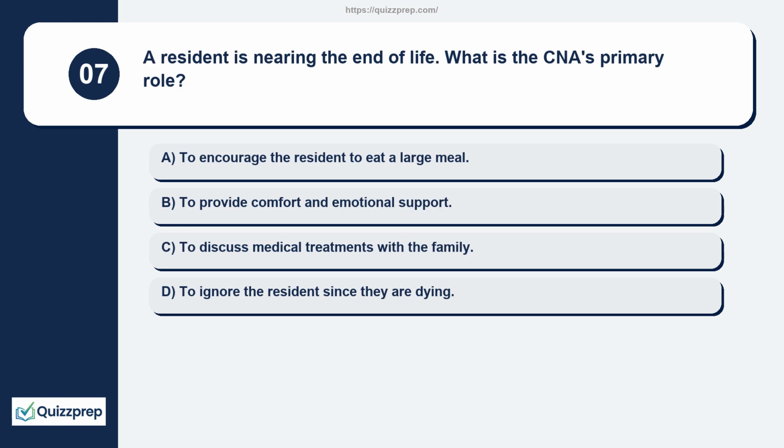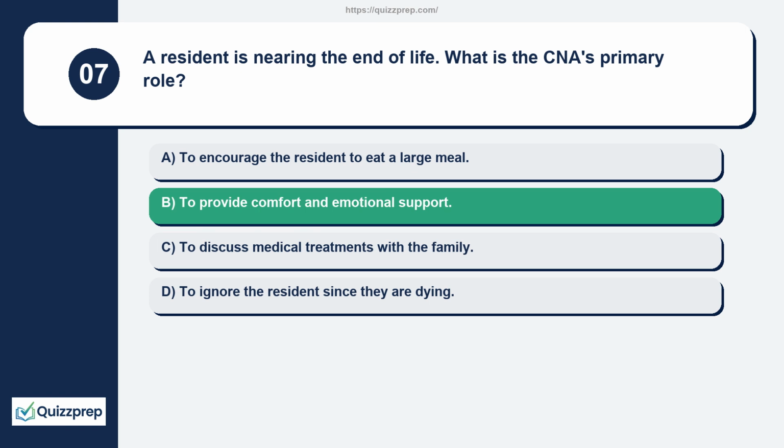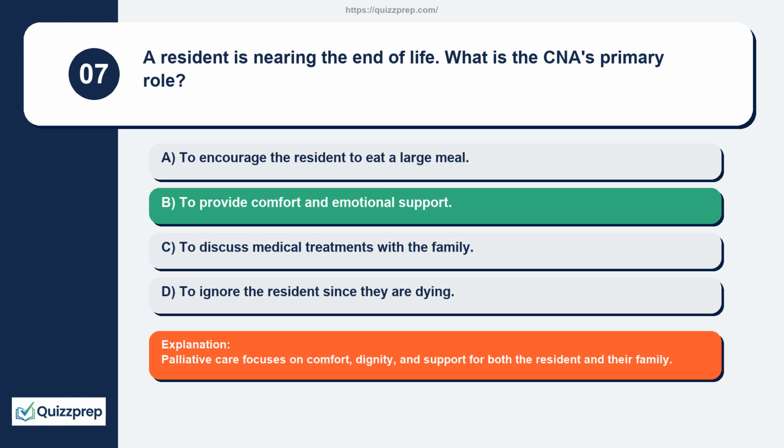Question 7. A resident is nearing the end of life. What is the CNA's primary role? To encourage the resident to eat a large meal, to provide comfort and emotional support, to discuss medical treatments with the family, to ignore the resident since they are dying. Palliative care focuses on comfort, dignity, and support for both the resident and their family.